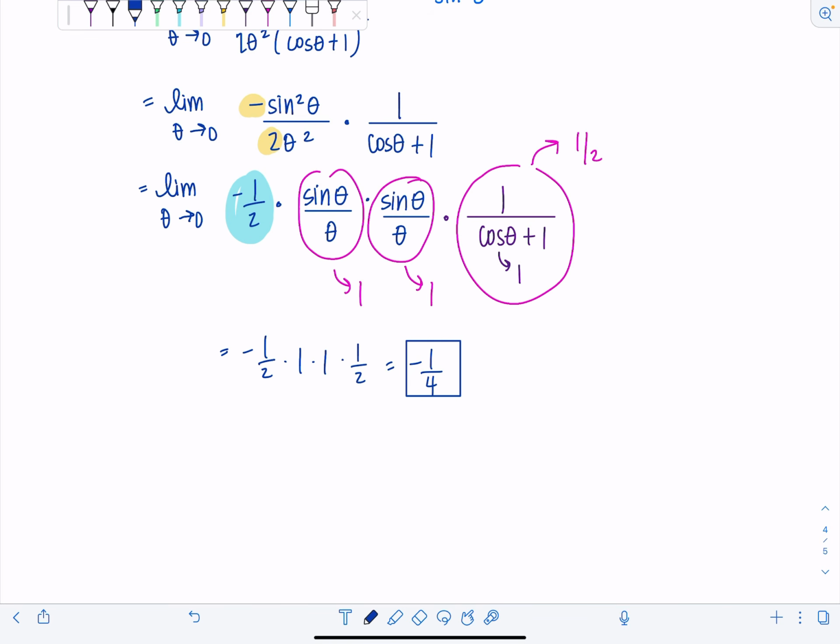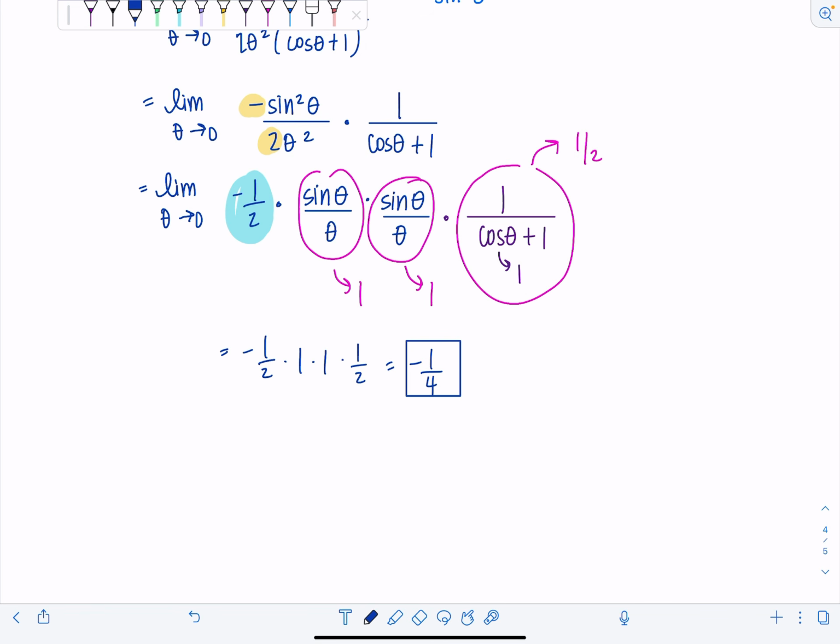How do you feel so far? Good? If you want an example using the other formula, I'll link a video here. And at the very end, I do an example using that second limit formula that I showed at the beginning of the video. Okay?